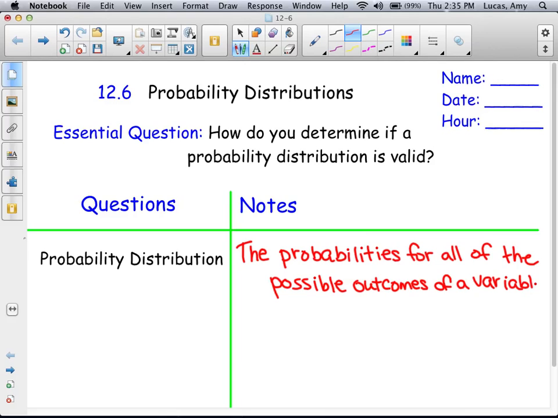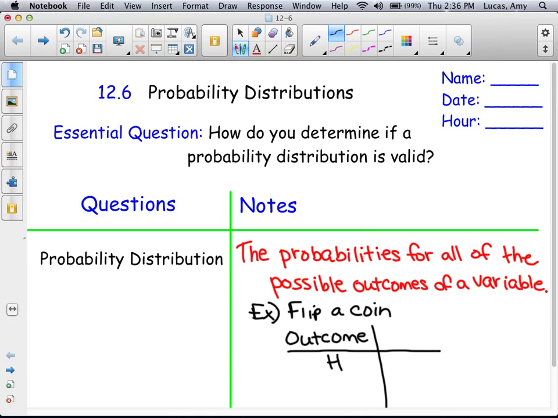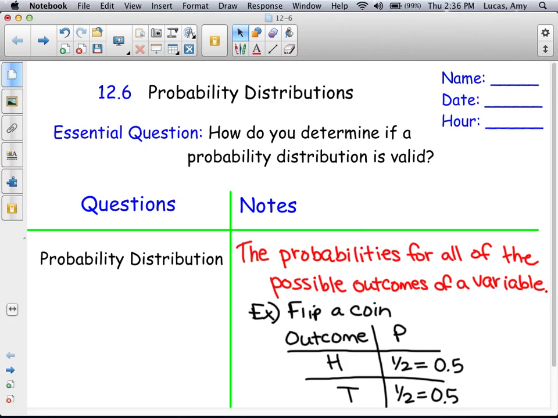Now, an example that would be pretty simple to think about would be if you were flipping a coin. There are only two outcomes that are possible. So my outcome would be heads or tails. And then the probability of each of those outcomes is 1/2. Now you could see that written in a probability distribution as 0.5, because it's pretty common to see decimals in distributions.